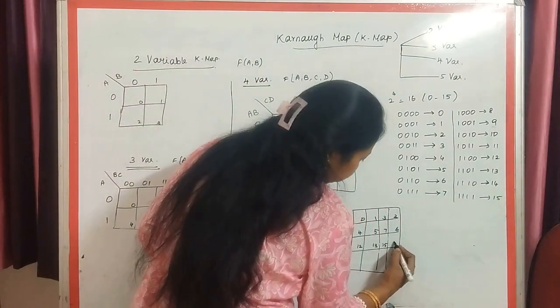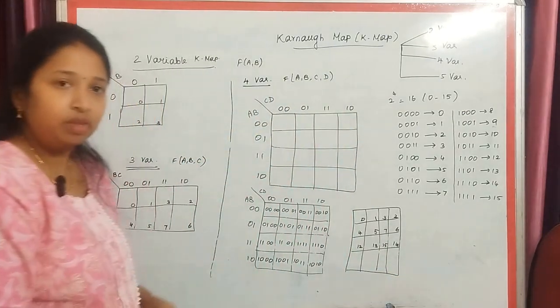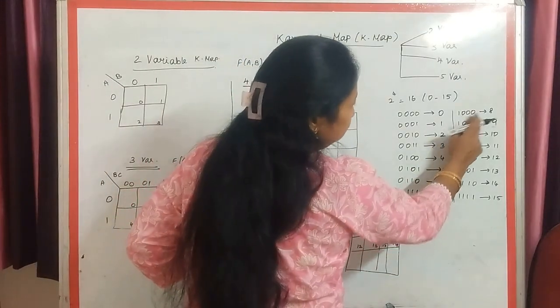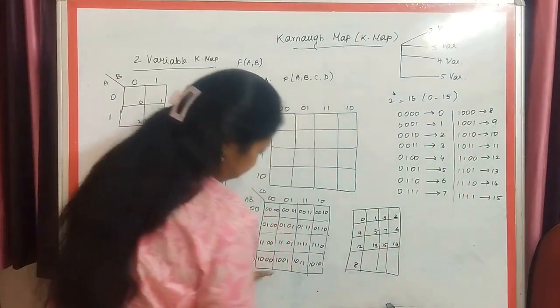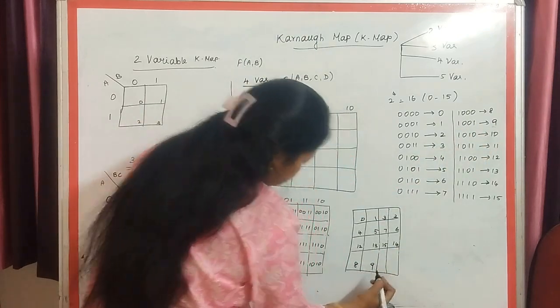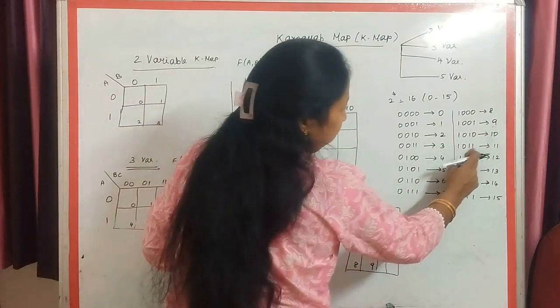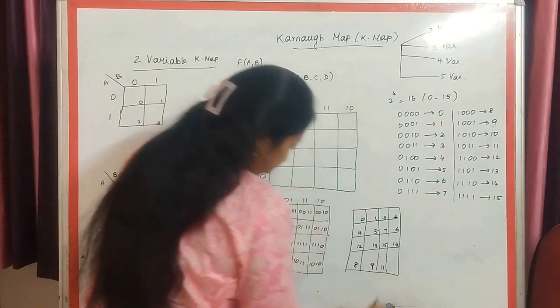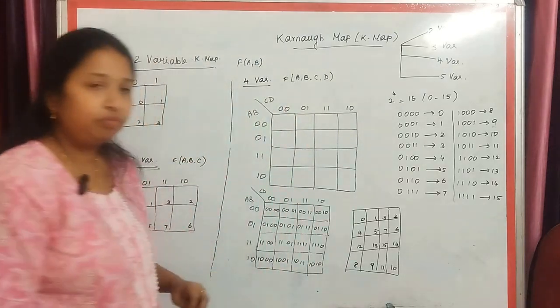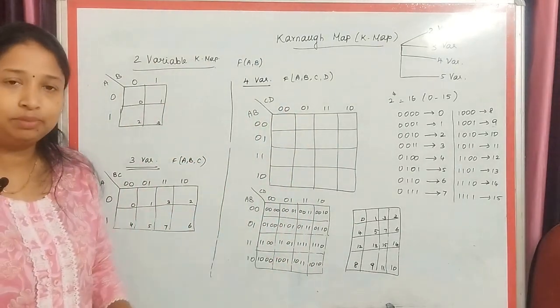1110 corresponds to 14. Is that clear? 1000 corresponds to 8. 1001 corresponds to the number 9. 1011 corresponds to number 11. 1010 corresponds to number 10. Is that clear how to write the decimal numbers?